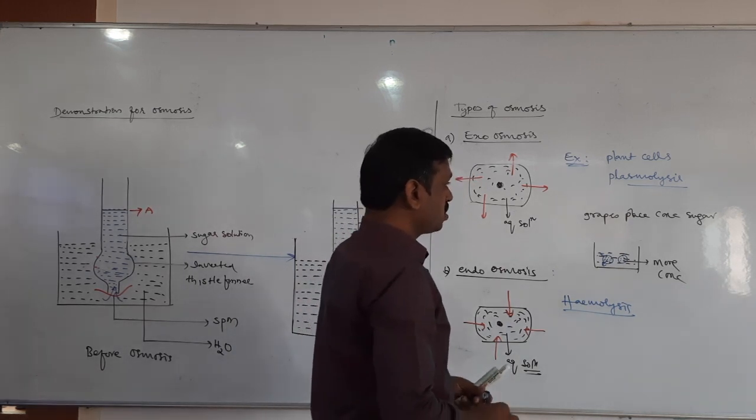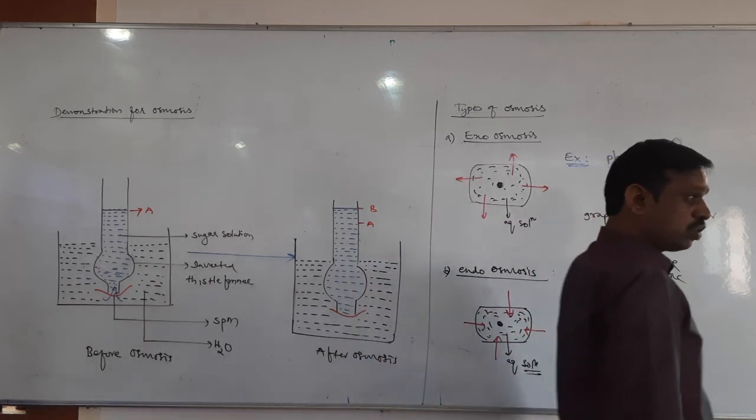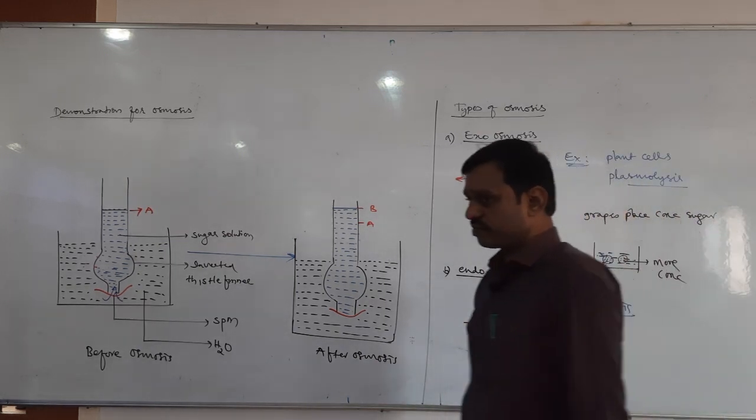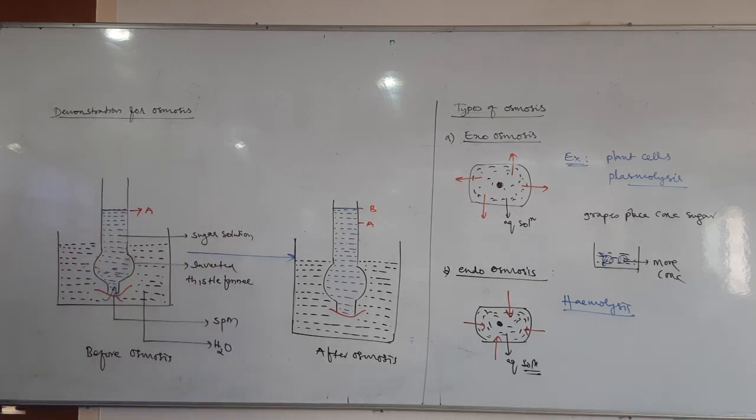Next, if exoosmosis takes place in plant cells, it is called plasmolysis. Plasmolysis. Due to plasmolysis, what happens? Plant cells shrink. Due to plasmolysis, plant cells will shrink.